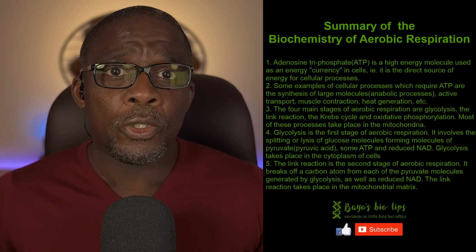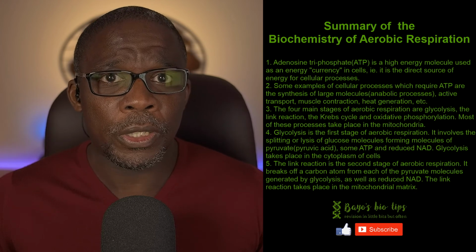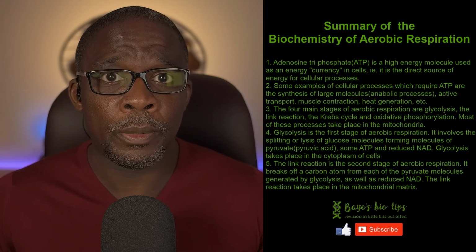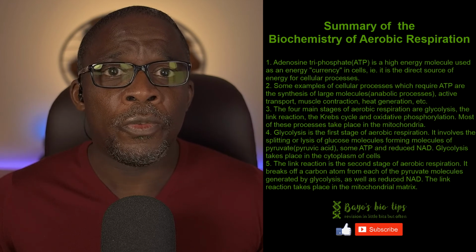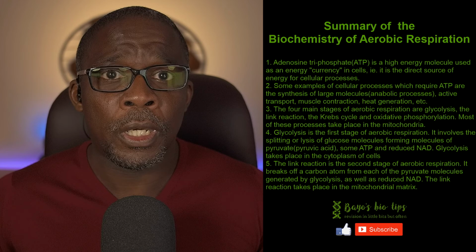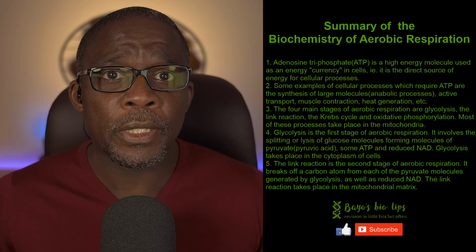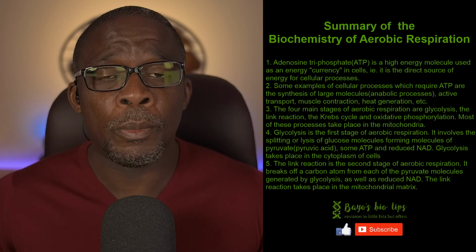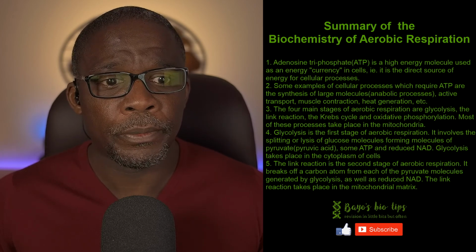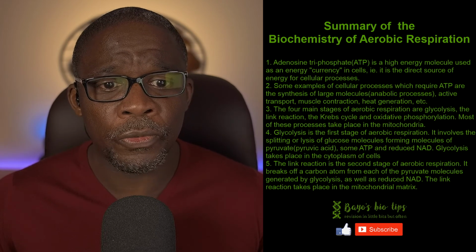So let's talk about the first 2 and where they occur. Glycolysis happens in the cytoplasm of cells. Most of the rest of the processes occur in the mitochondria. And so the next step, the link reaction, happens in the mitochondrial matrix. Okay, so those are the 4 main stages.